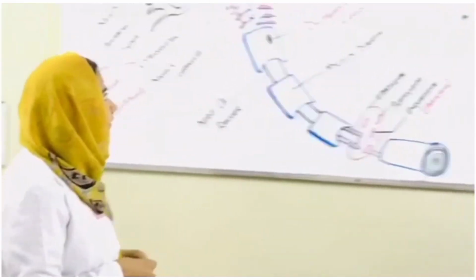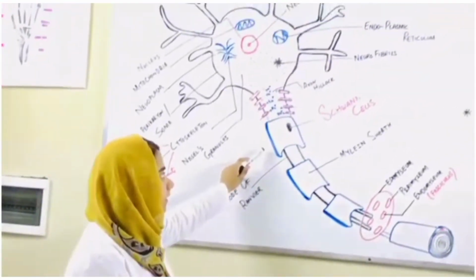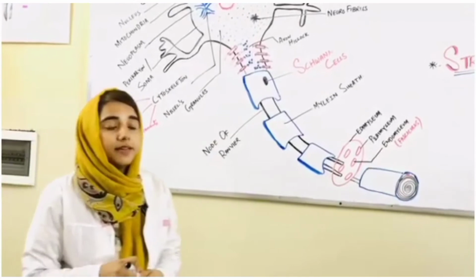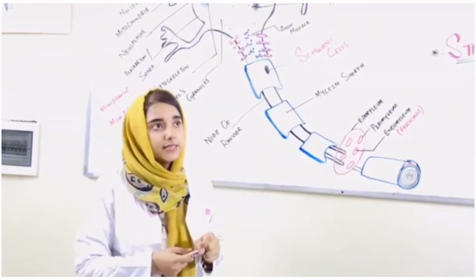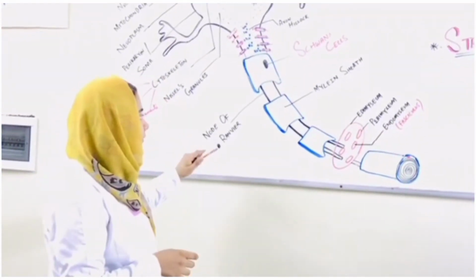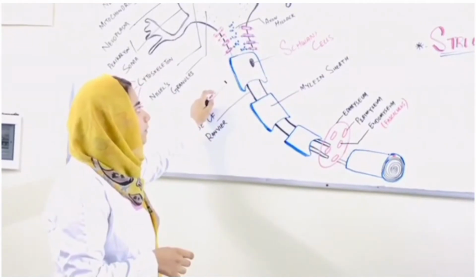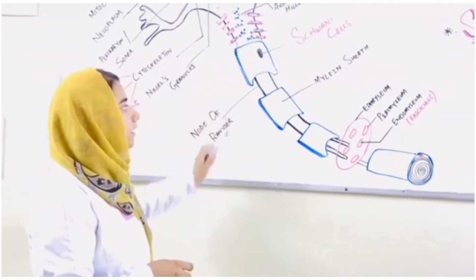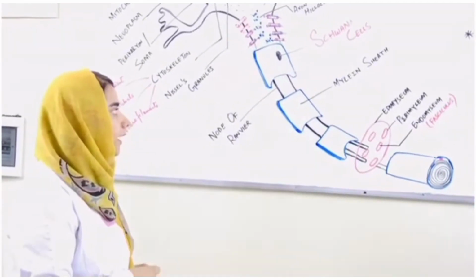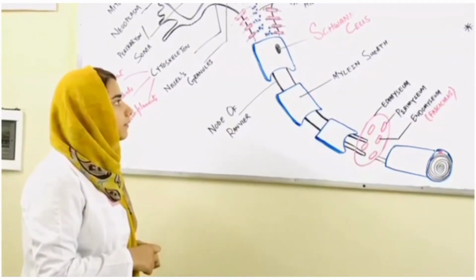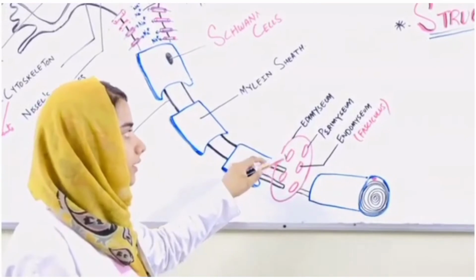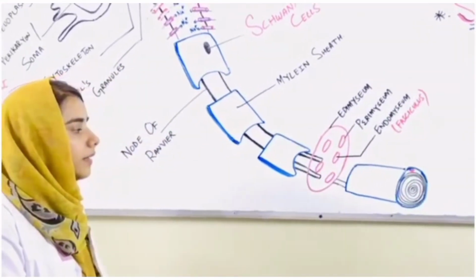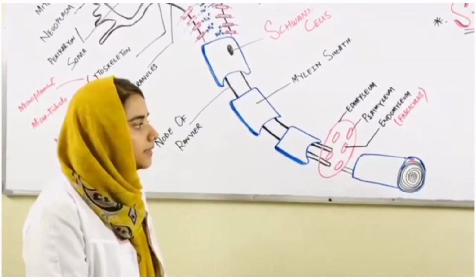When we talk about the myelin sheath, it is formed in the peripheral nervous system by Schwann cells and in the central nervous system by oligodendrocytes. In the peripheral nervous system, the gap between two nodes of Ranvier is called the internodal segment. The covering of the nerve is called epineurium, the covering of the fasciculus is called perineurium, and the covering of the nerve fiber is called endoneurium.